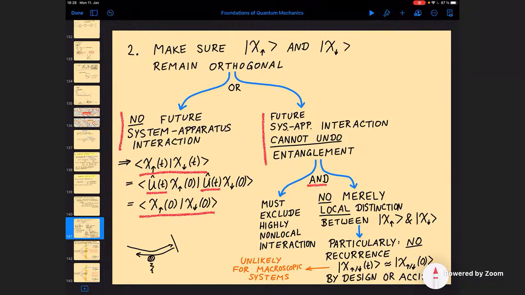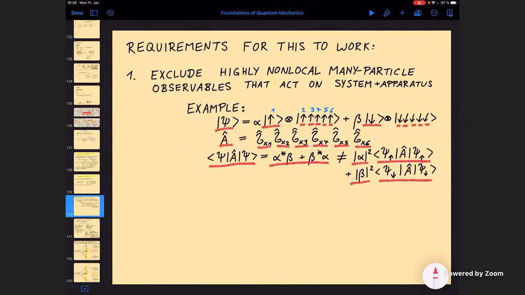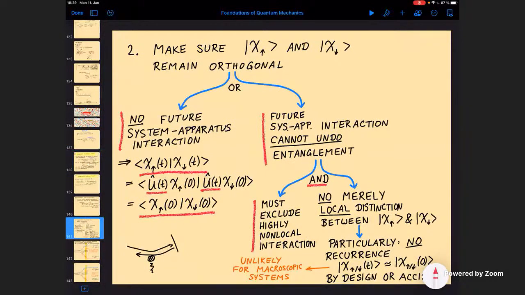So first, this comes back to our crazy observable. What we really have to exclude is highly non-local interactions. So the kind of interactions where the system can interact simultaneously with all the many degrees of freedom in your crazily complicated many particle state of the apparatus and, say, change them back to their original state. So it would be an interaction that looks very similar to the operator that we've been discussing here as an observable. If you had this, then again, you're out of luck, because then you can engineer it such that you can undo the entanglement and go back to the old state. But let's assume that you don't have this highly non-local system apparatus interaction.